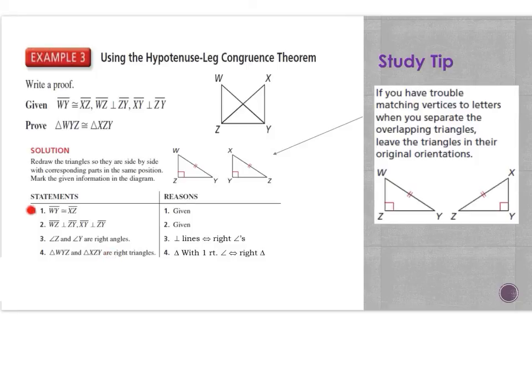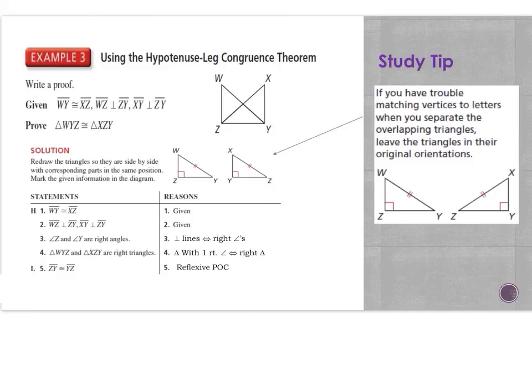Next, we need another part. So we can see in the original that both triangles are sharing the same side, and that same side happens to be a leg. So we can say by the reflexive property of congruence that ZY is congruent to YZ. It's congruent to itself. And we put an L out here because it's our second part that we need.